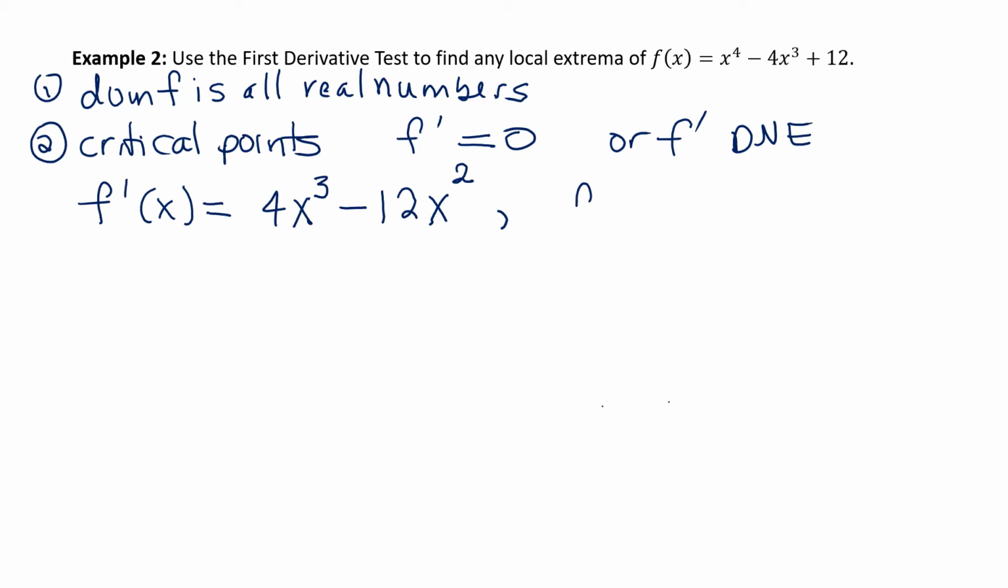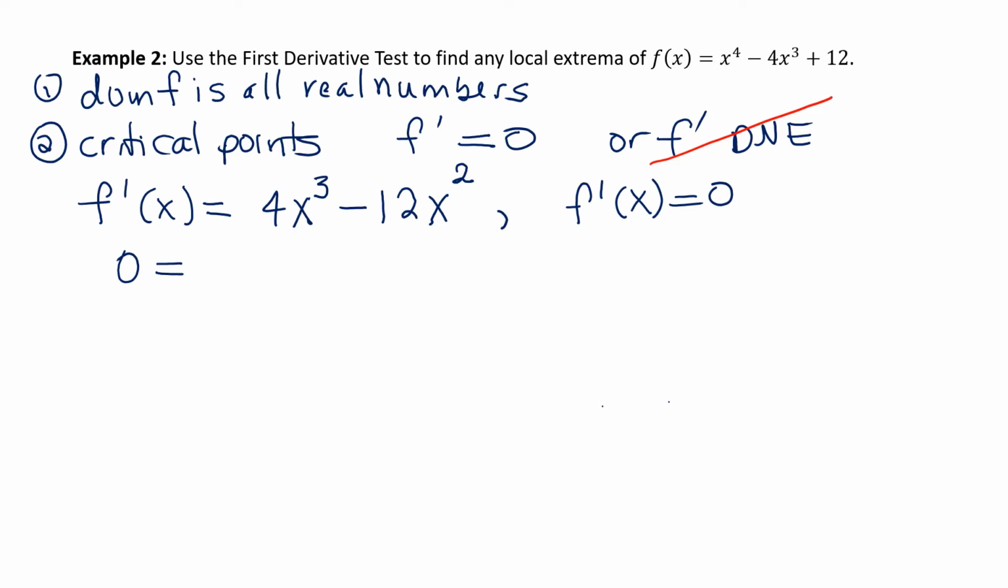What we want is to find where this derivative equals 0. There will be no place at all where the derivative would be undefined because the derivative function is also a polynomial. So let's solve 0 equals.